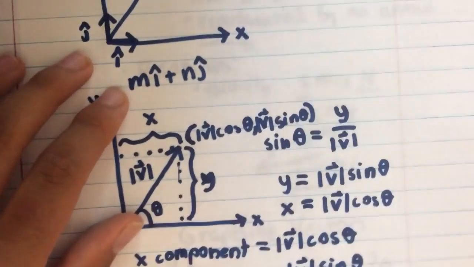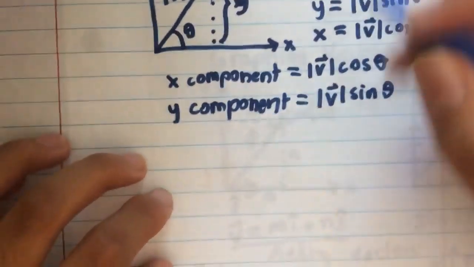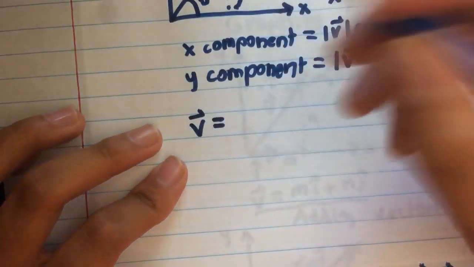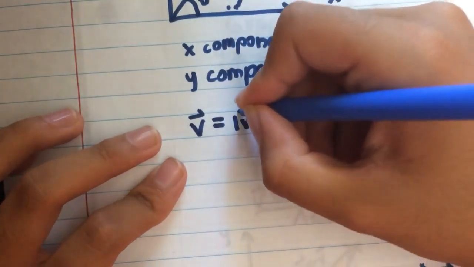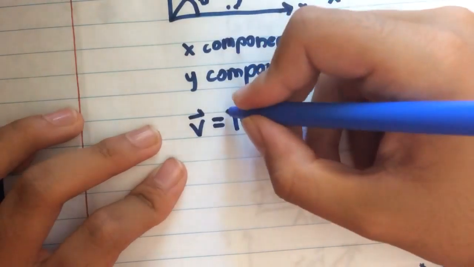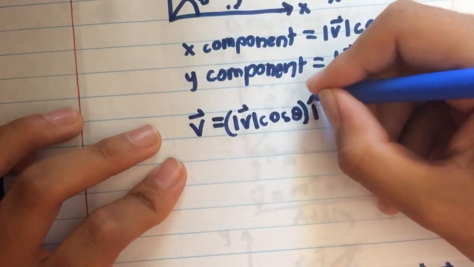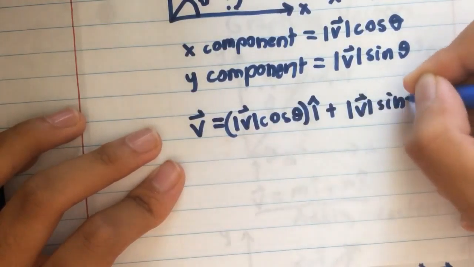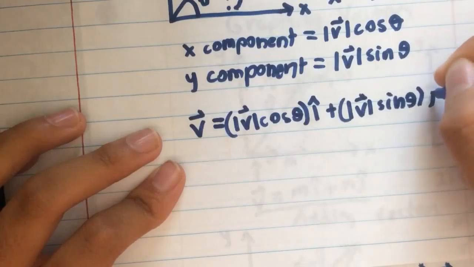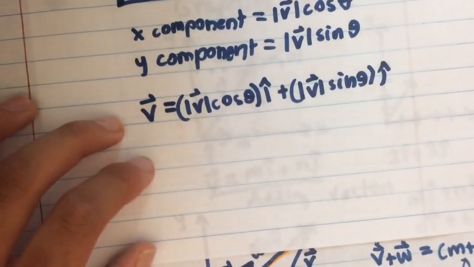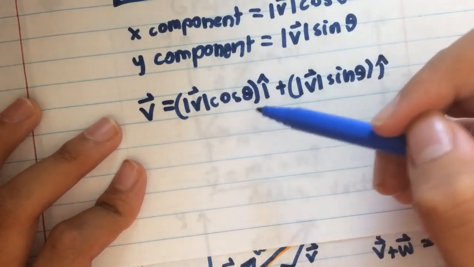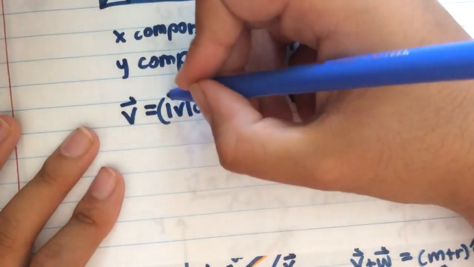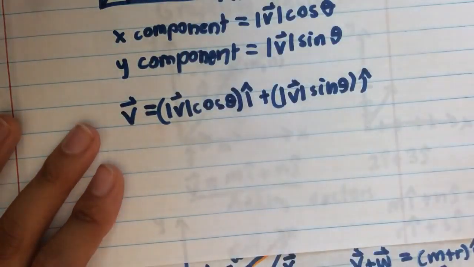And if we use this that we wrote up here, substituting for m and n, we'll get that the vector v equals |v| cosine theta times i plus |v| sine theta times j. So that would be how far it goes in the x direction. That would be how far the vector goes in the y direction. And we know the magnitude of the vector, or how long it is.